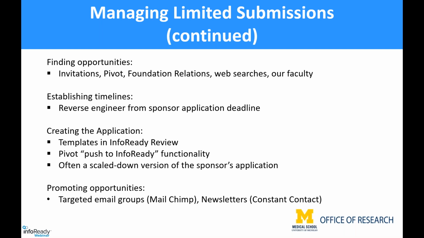And promoting opportunities, we have email groups. MailChimp is set up at the central campus level, and they have email groups for people who have opted in to receive information on external limited submissions in the health sciences. They also have newsletters, and we have newsletters here. Most of those are on the Constant Contact platform, but we always post our opportunities in e-newsletters and just really try to get the word out. We also make sure that our deans and associate chairs for research are aware and count on them to filter this information down through their departments.